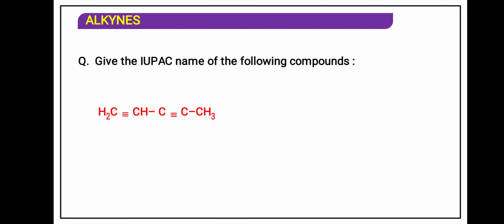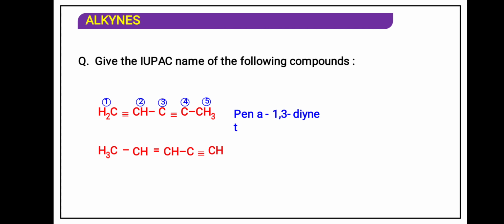Give the IUPAC name of the following compound. The numbering will start from here. Penta, the T is written here by mistake. 1,3-diene. Now here the lowest total will not be there, that is why we are starting the numbering from here.